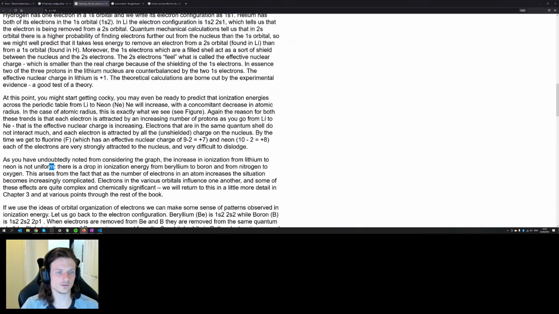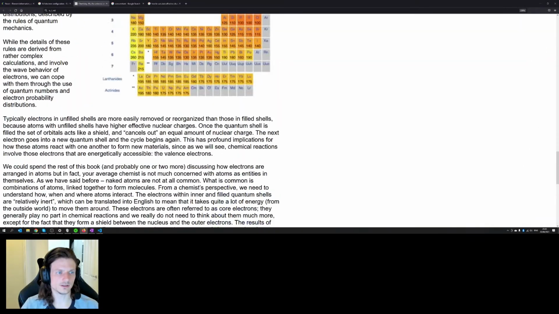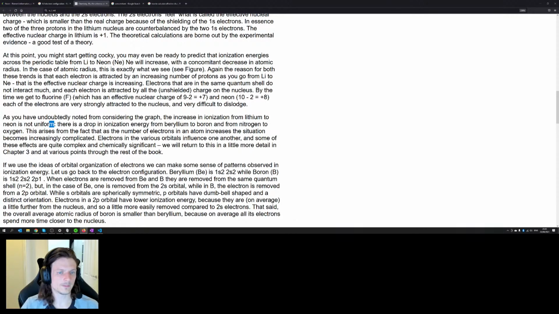Where's the graph? Here, graph. Great. There is a drop in ionization energy from beryllium to boron and from nitrogen to oxygen. This arises from the fact that as the number of electrons in an atom increases, the situation becomes increasingly complicated. Electrons in the various orbitals influence one another, and some of these effects are quite complex and chemically significant. We will return to this in a little more detail in Chapter 3 and at various points through the rest of this book.